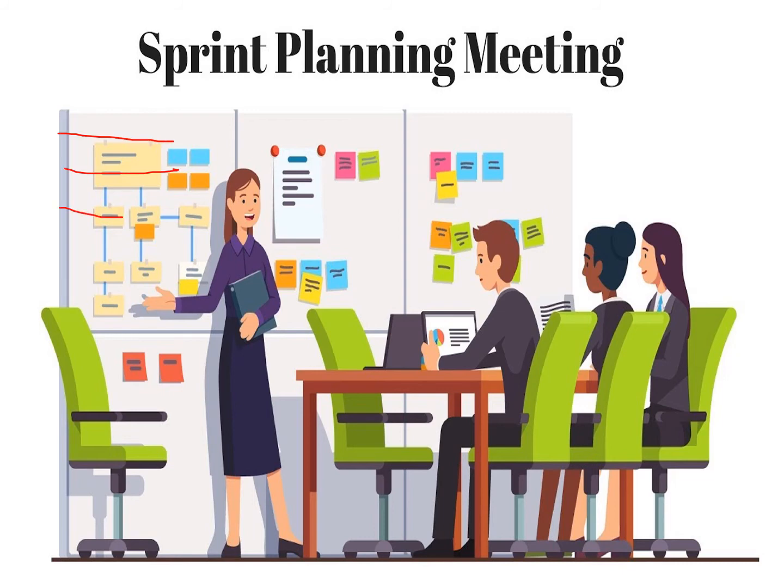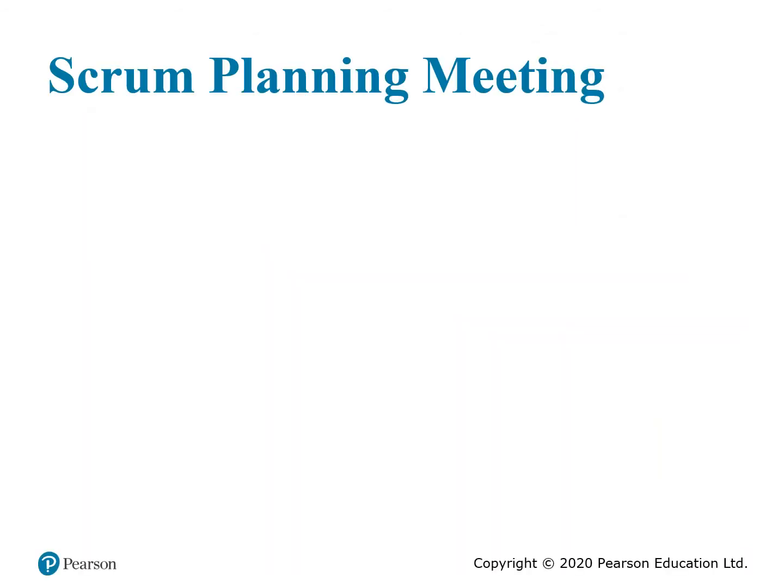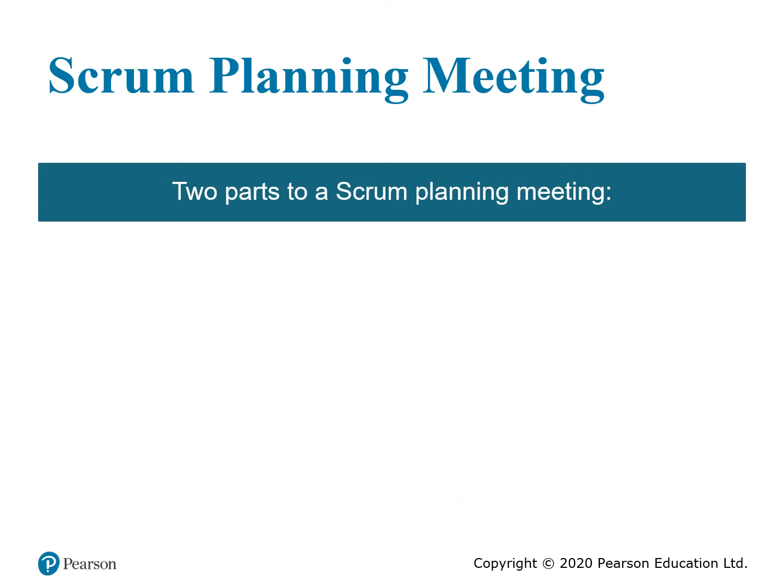So we list down all the features that should be in the new system, and then we prioritize them. In this meeting we also need to prioritize through what we call consensus among the team, consensus among the members of the Scrum. There are two parts during the Scrum planning meeting.